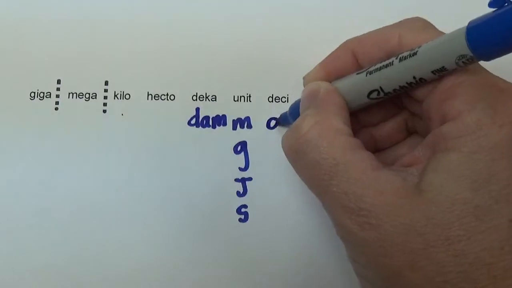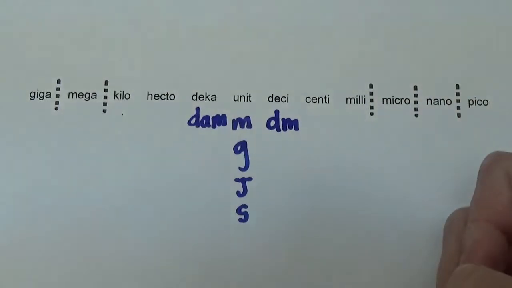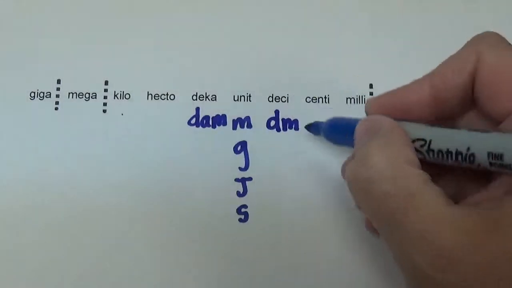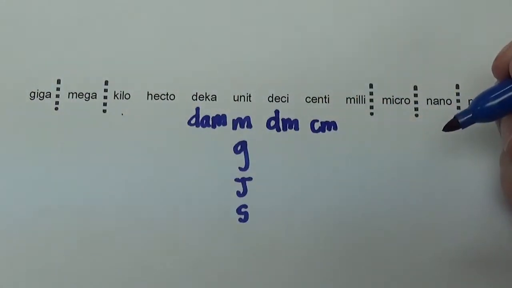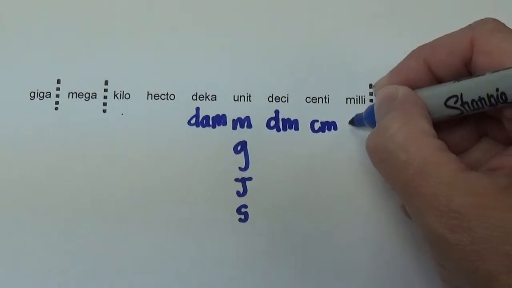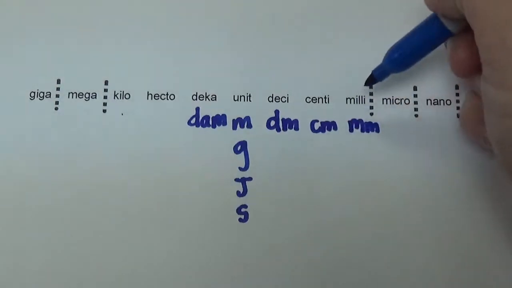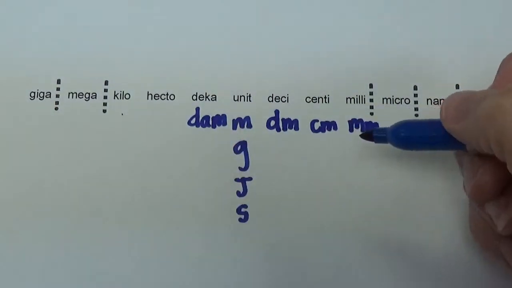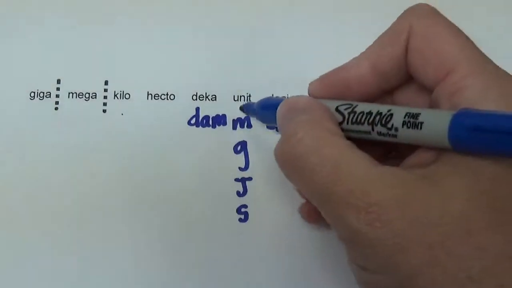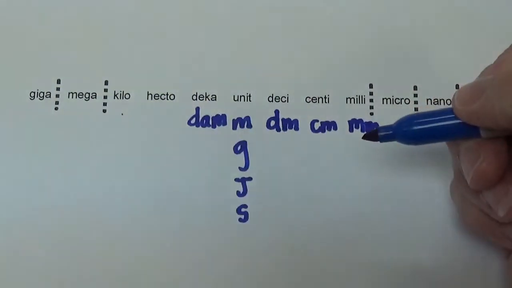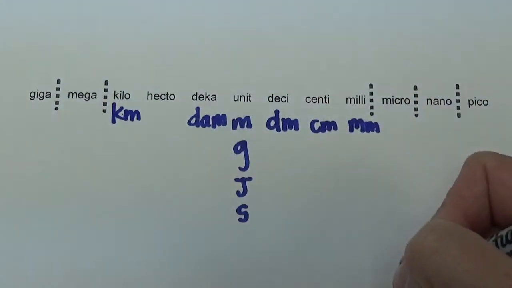A decimeter, which is abbreviated dm, is 10 times smaller than a meter. And then if we go to centi, a centimeter is 100 times smaller than a meter, and a millimeter, which is abbreviated mm, is 1,000 times smaller than a meter. So as you go to the right, each time you get 10 times smaller, and as you go to the left, each time you get 10 times bigger. So a kilometer is 1,000 times bigger than a meter.